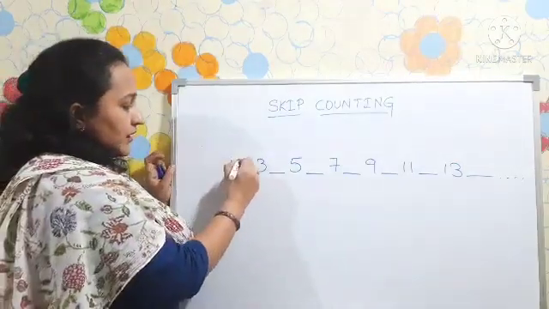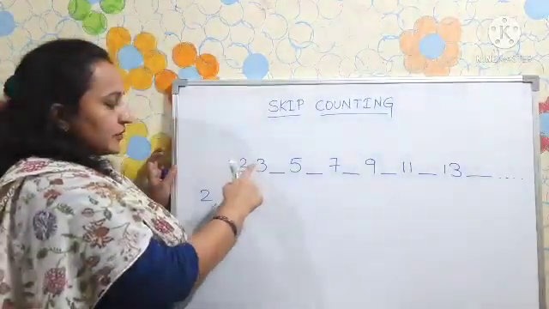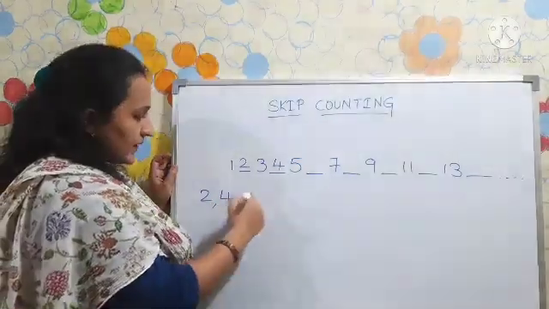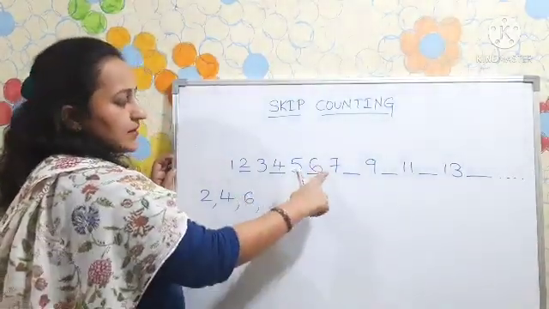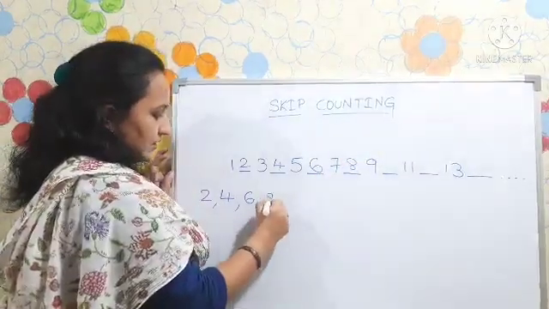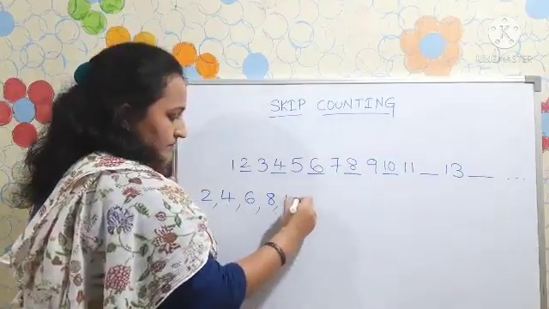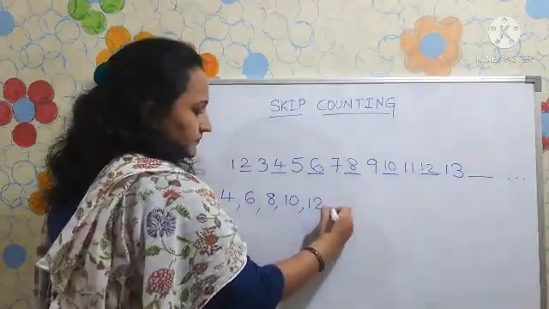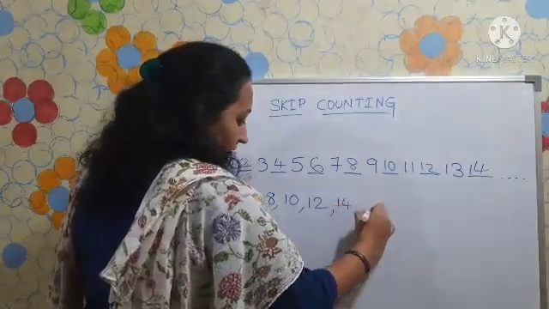Let us see. After 1, 2. So we skip 2 here. After 2, 3. After 3, 4. We skip 4. 5. After 5, 6. We skip 6 here. After 6, 7. After 7, 8, 9, 10, 11, 12, 13 and 14 and so on.